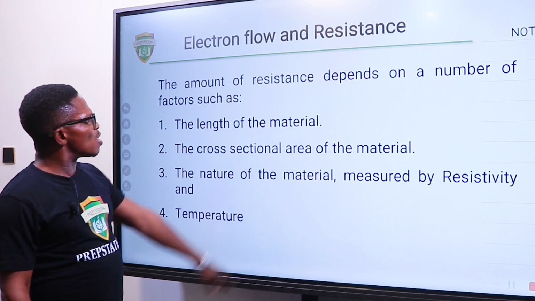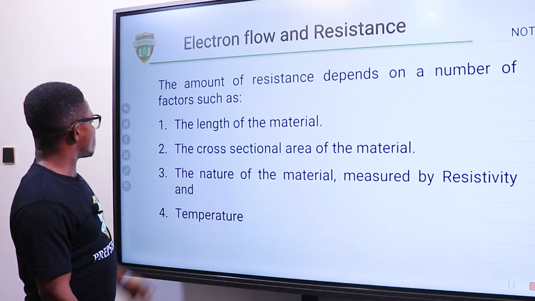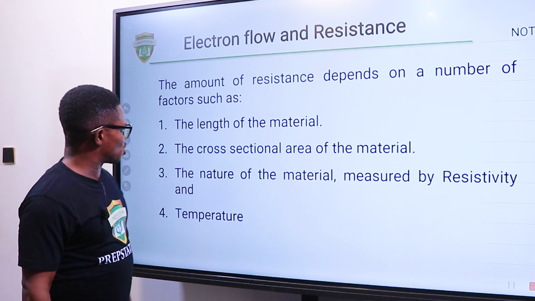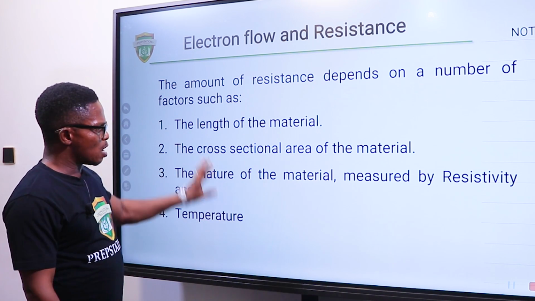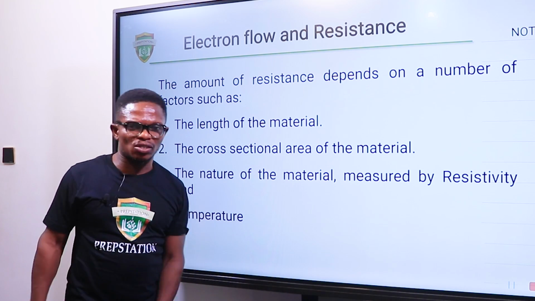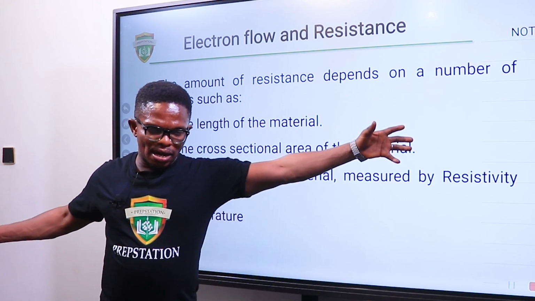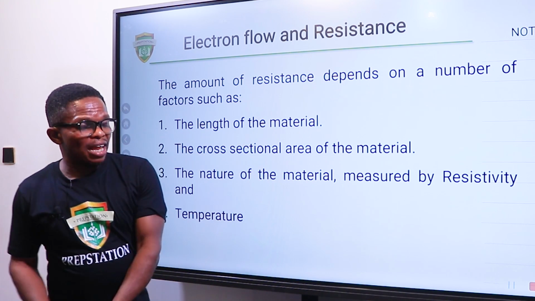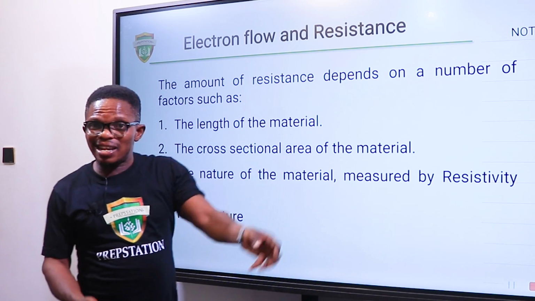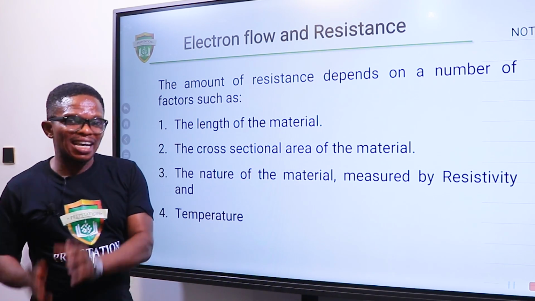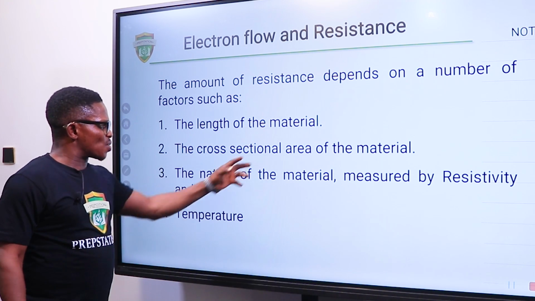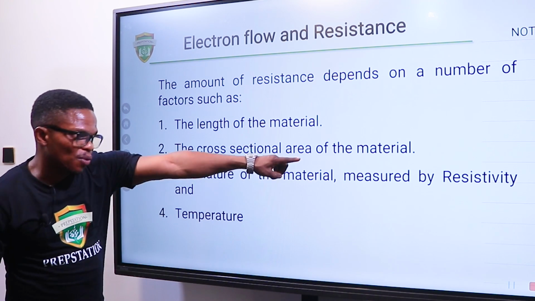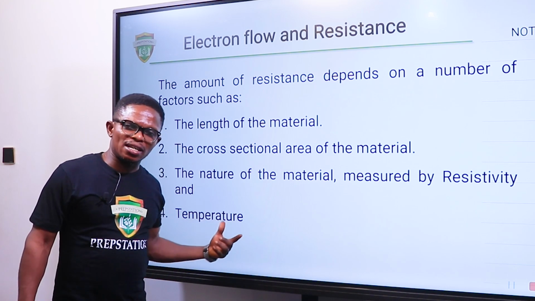Now, the amount of resistance depends on a number of factors. I have 4 here. Sometimes you see 3 in some textbooks, but I'll give you 4, and I will explain why. Number 1 is the length of the material. The longer the length of the material, the higher the resistance, just like in a plumbing network. The longer the pipe, the lower the current flowing. Lower current means higher resistance. Now, the cross-sectional area of the material, the nature of the material measured by resistivity, and then finally, the temperature.